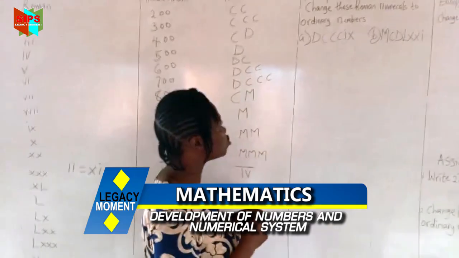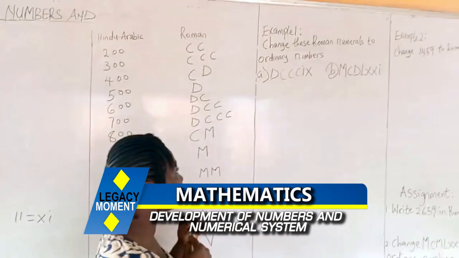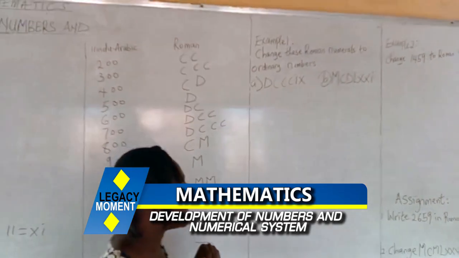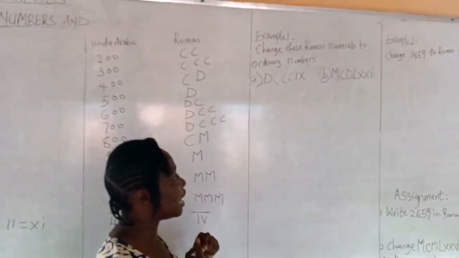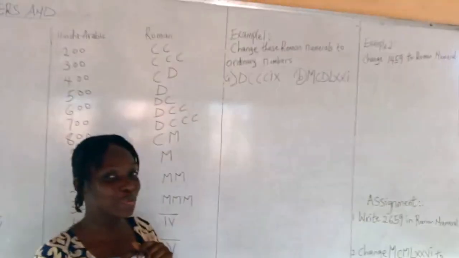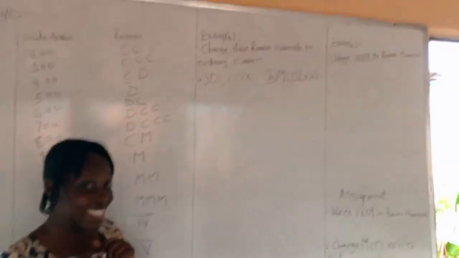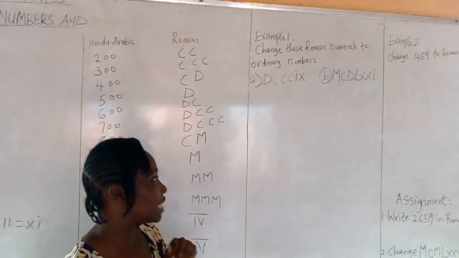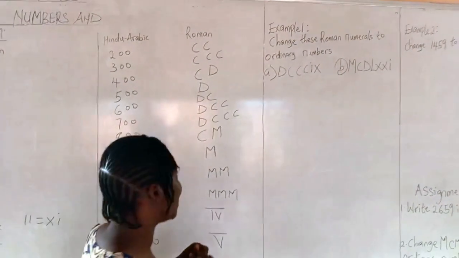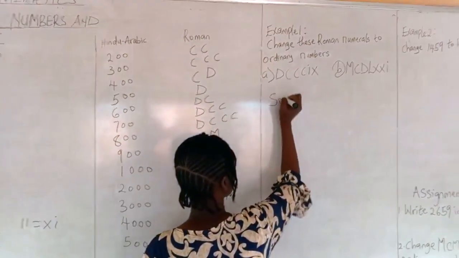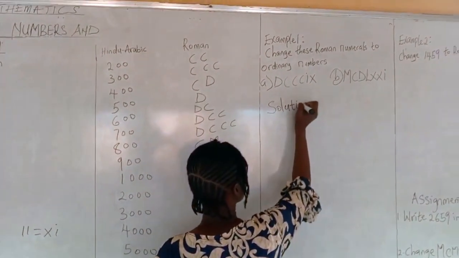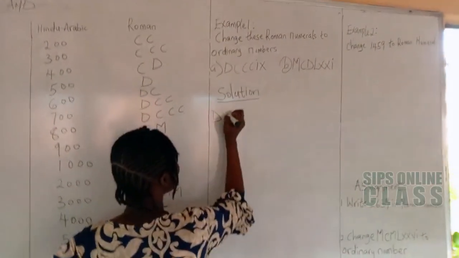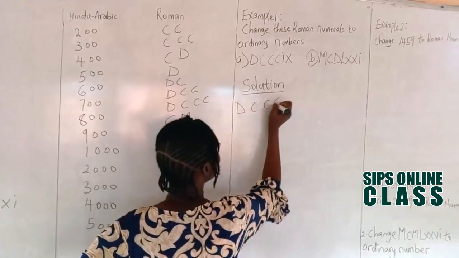Change these Roman numerals to ordinary numbers in example 1. So we have the first one, which is A, DCCCIX, and B, MCDLXXI. We are going to be doing that together. I believe you are excited. You are with your pen and paper. Let's solve it together. As you are solving it together, you are understanding it the more. So the solution: we have D, C, C, C, I, X.